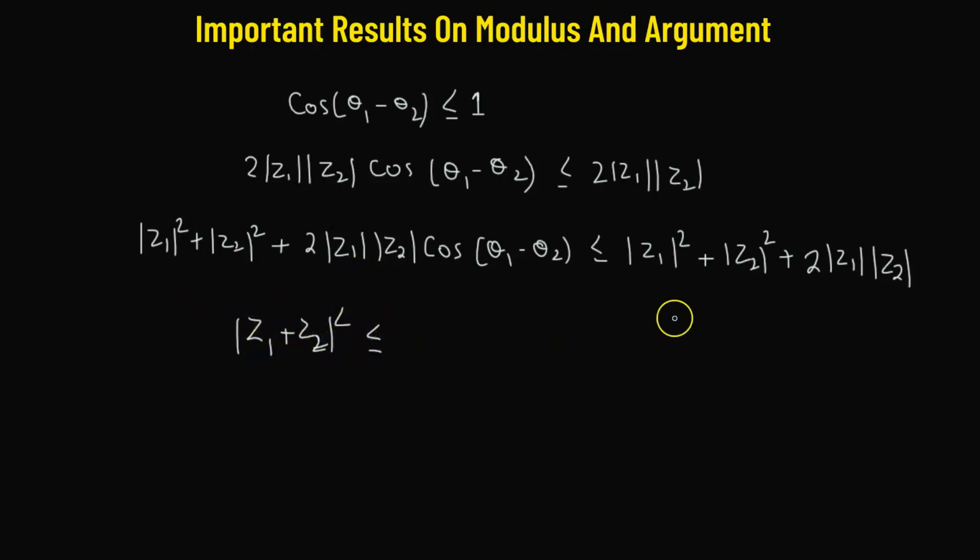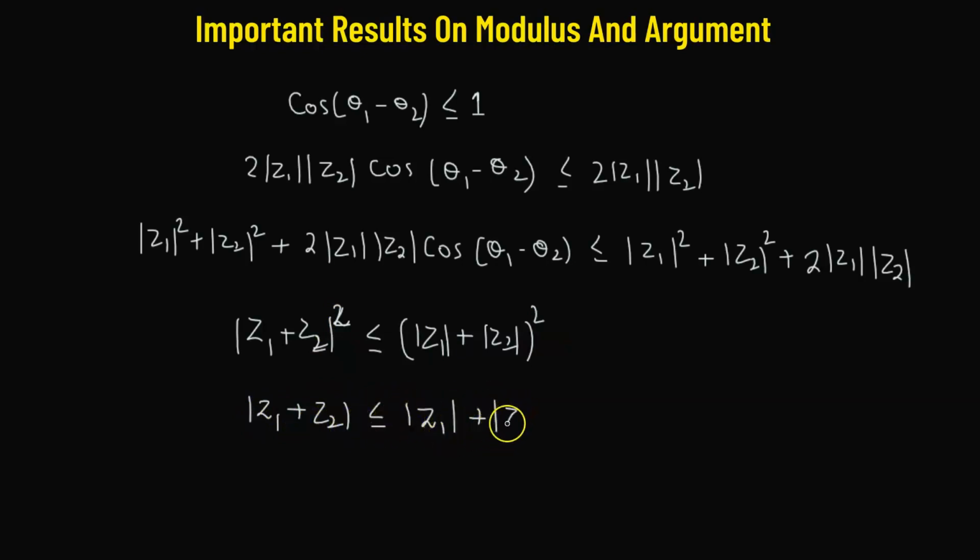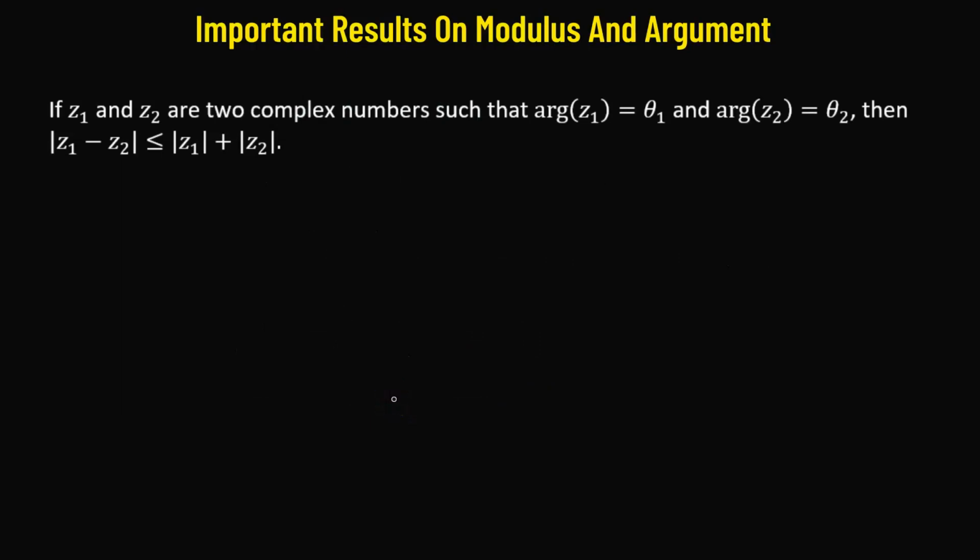This is going to be less than or equal to, so this is simply, absolute value of z1 plus absolute value of z2 whole square. Now what we can do, we can get rid of the square. So that means we are going to consider the positive value, such that absolute value of z1 plus z2 is less than or equal to absolute value of z1 plus absolute value of z2, and so we have successfully shown this particular inequality. So this time we have the triangular inequality, absolute value of z1 minus z2 is less than or equal to absolute value of z1 plus absolute value of z2.